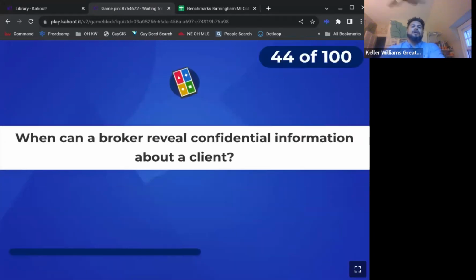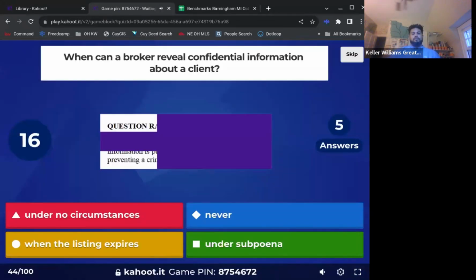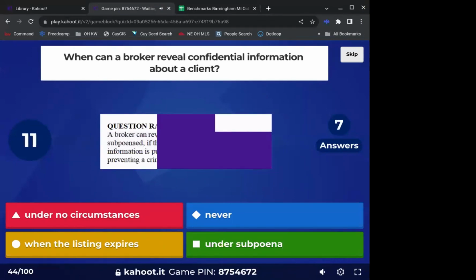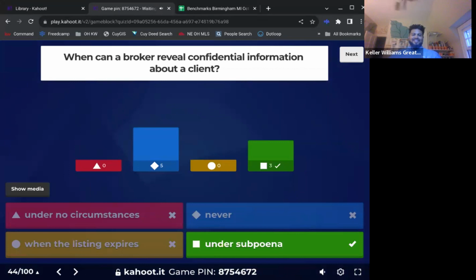When can a broker reveal confidential information about a client? Ooh, this one's got a lot of quick answers. Under subpoena. That is correct. Let's see how many people jumped the gun and said never. You gotta be careful when you read these questions, because yes, in almost every other circumstance, it's never, unless it's under subpoena. So that's the only time that you can reveal confidential information about a client, if you are required by law to do so.